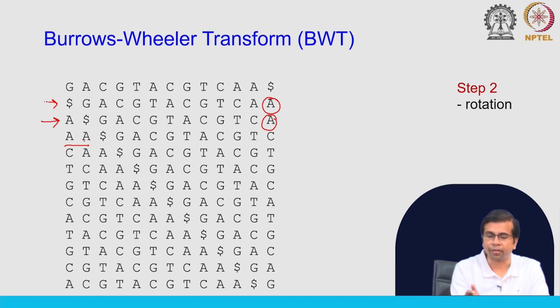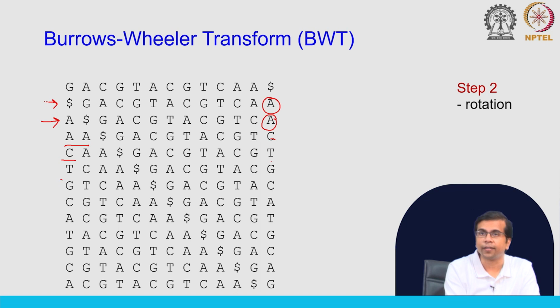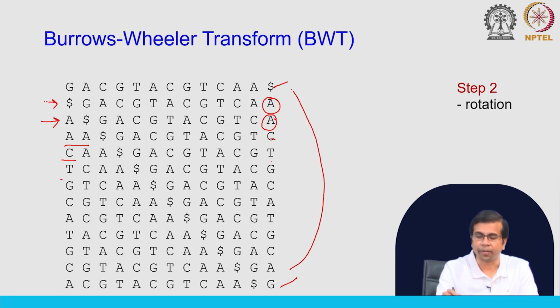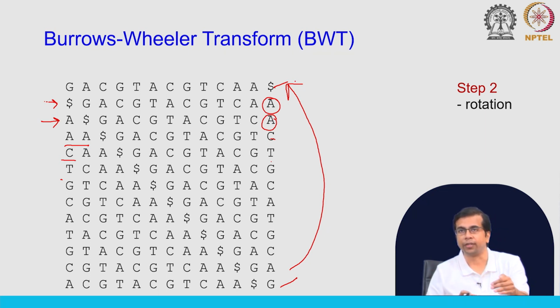So, this process continues. Then we get the C, this C comes here, then we get the T here, and so on, and we continue until we reach the original string. This is the last string, because if you put G in the front, we get back to the original string. So we continue this rotation and generate all possible rotations. This is step 2, and this gives us the whole matrix. This is the matrix that we generate through string rotation.